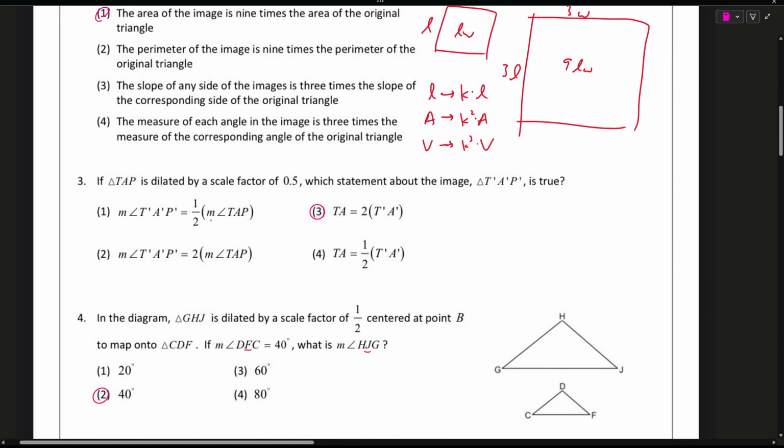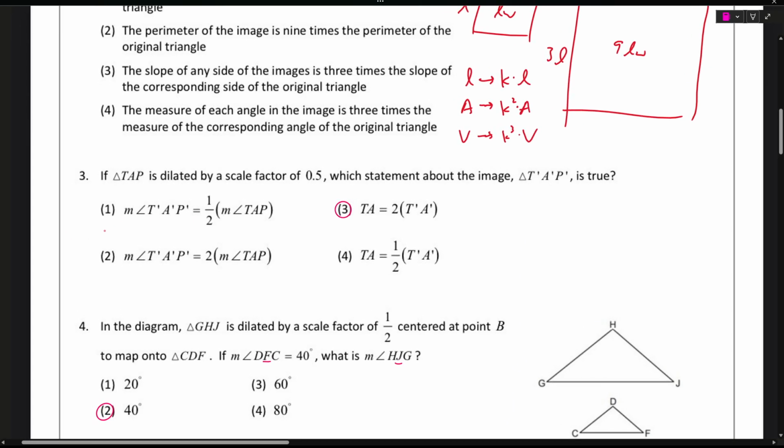Okay, this one says something is dilated by a scale factor of 0.5, which means it's getting smaller by a half. Which statement is true? Basically, you want to just go through the choices, right? If you have the angle, well, we know angles should be congruent. You can cancel out 1 and 2. For choice 3 and 4, you just have to think, right? The new thing, T prime A prime, is smaller than the old thing. So then you have to double it to make them equal, right?